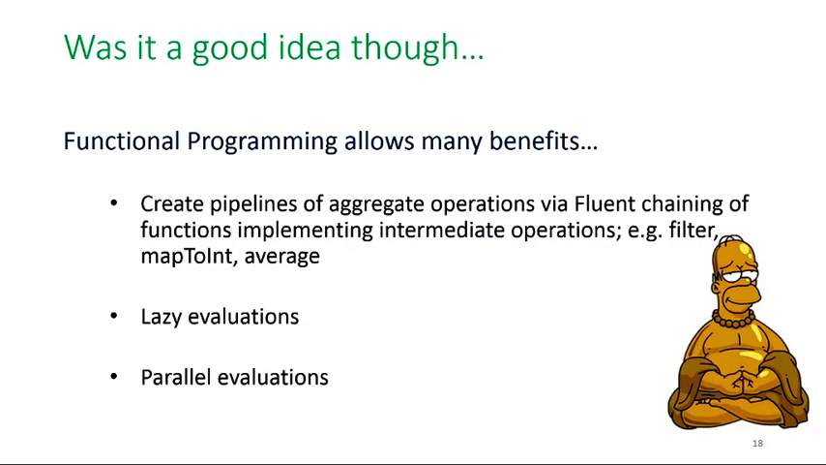Now the question is, was it a good idea to try to modify the state? Spoiler alert: no, it was not that great of an idea. But you have to understand the trade-off that you are getting into. With functional programming, you have those benefits. The first benefit, we already saw: you can create entire multi-step pipelines of aggregate operations. The term used is fluent chaining of functions implementing intermediate operations like filter and map, and then terminal operations like forEach. We're going to see reduce, and we're going to talk about collect, which enables us to put things into collections.